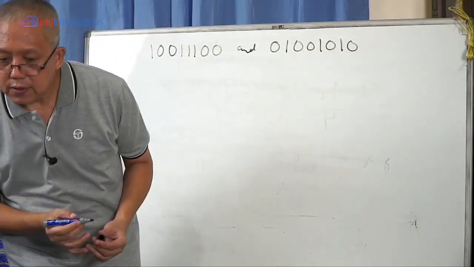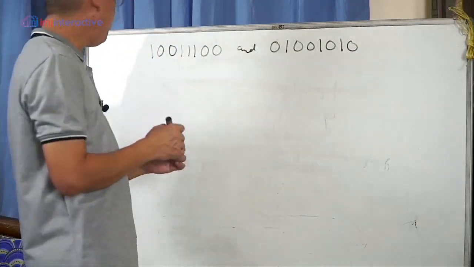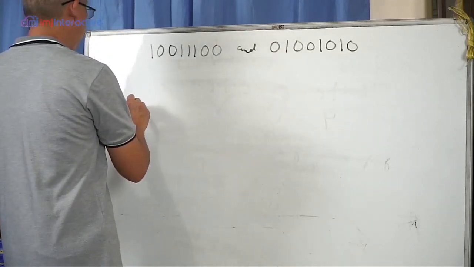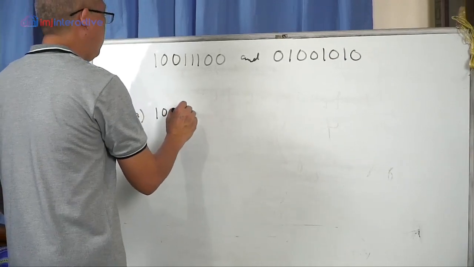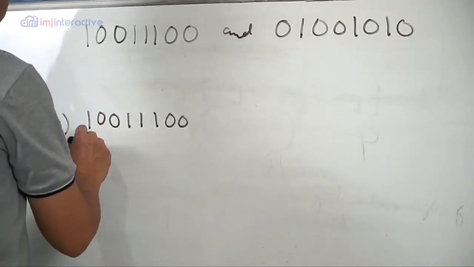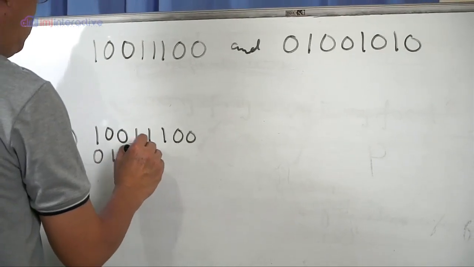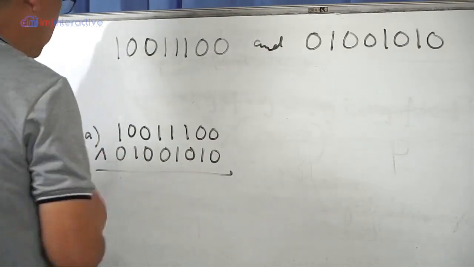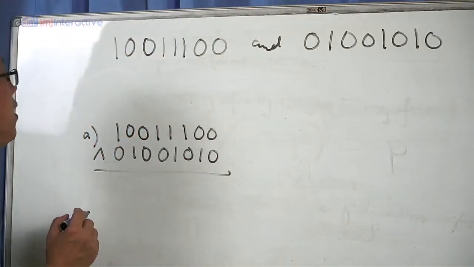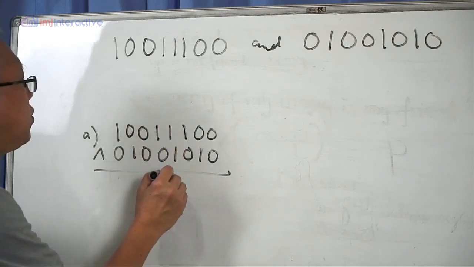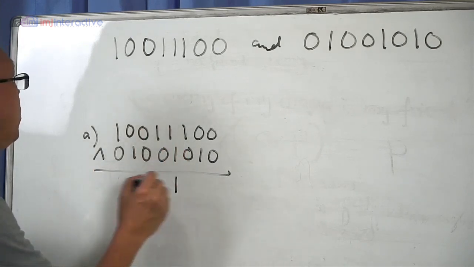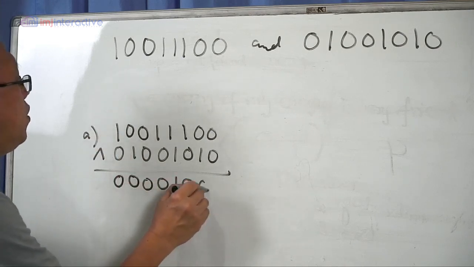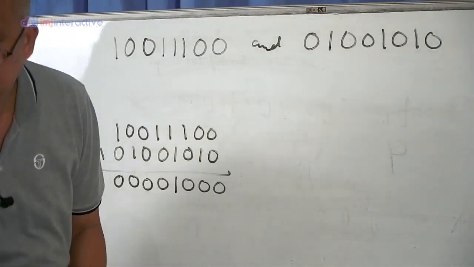So, how do we get our AND? For our AND, you do it this way. The first one is 1, 0, 0, 1, 1, 1, 0, 0, 0, 1, 0, 0, 1, 0, 1, 0. It will only be true if both are true. Otherwise, it is false. True, false, false, false, false, false, false, false. So that's the answer for the AND.